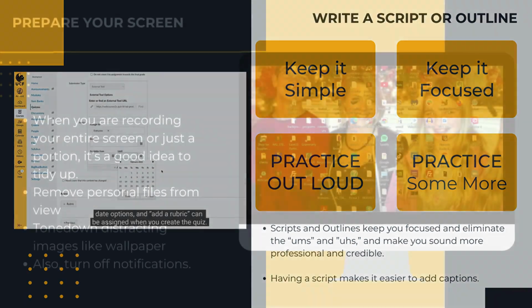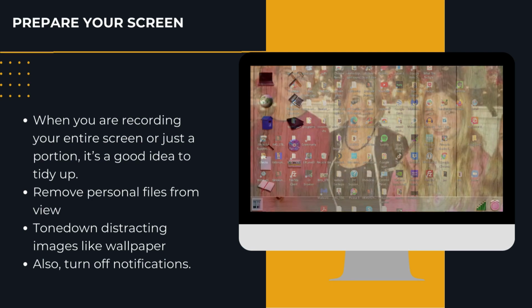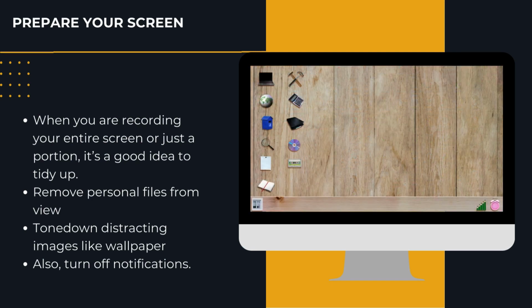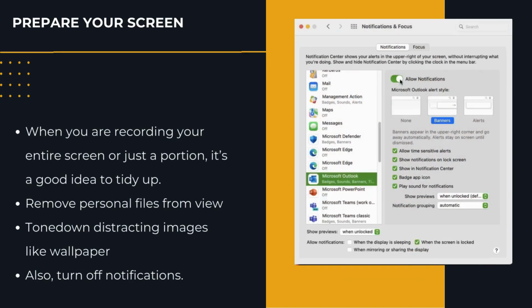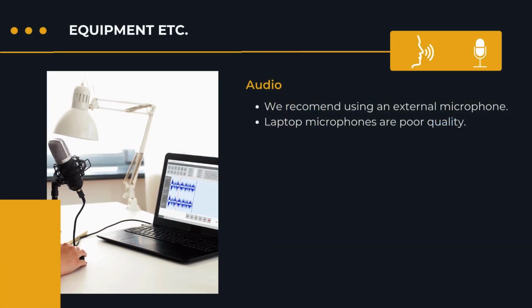Most screencasting software allows you to record your entire screen or just a portion. If you need to record your whole screen, it's a good idea to tidy up your desktop. Tone down any distracting or personal items like wallpaper images and files that might be showing. Also, turn off notifications. Make sure you have the necessary equipment.